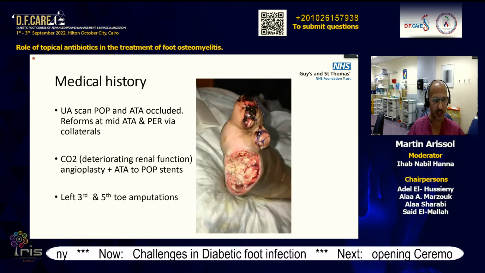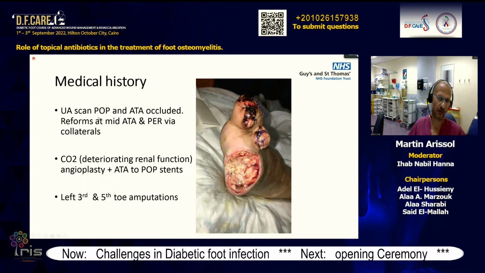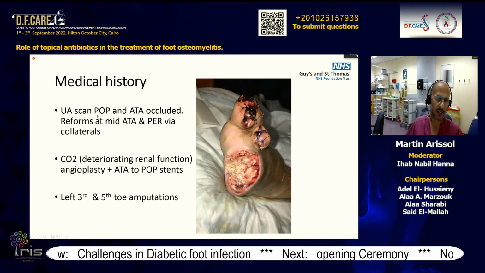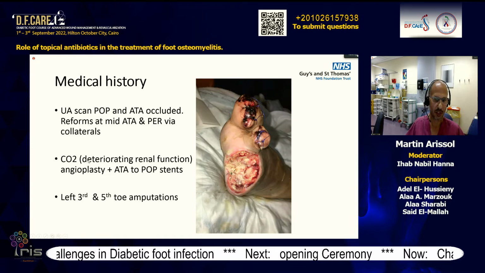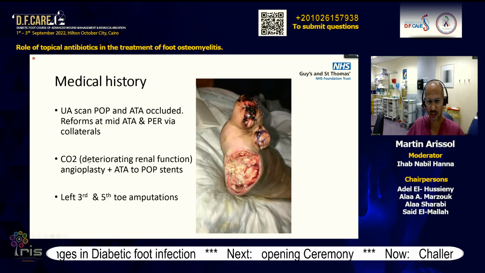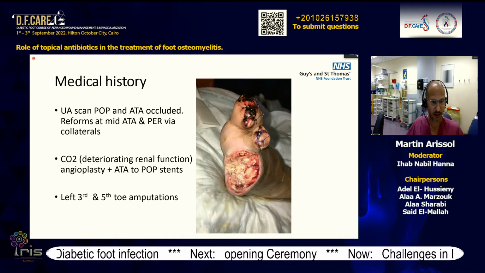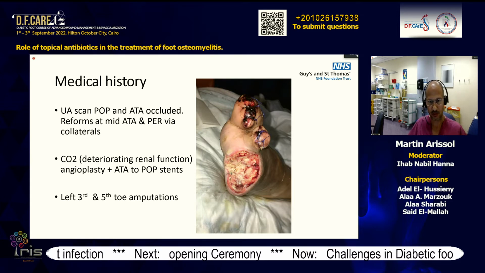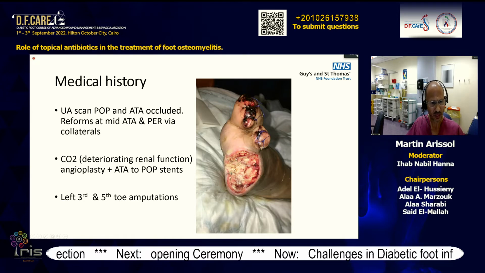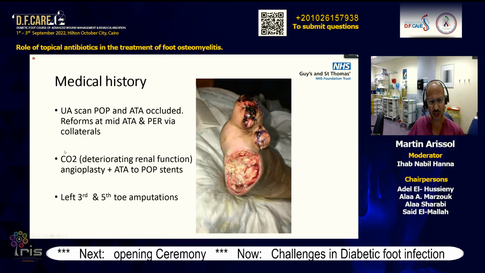So what do we do for this patient? We gave her a scan and realized that her popliteal and crural vessels were all occluded, but she had some collaterals feeding down to the foot. She had deteriorating renal function, so we decided to give her a CO2 angioplasty, and we were able to open up the anterior tibial and popliteal arteries to the foot. And then we decided to take her to theatre and carry out the third and then the fifth toe amputation.